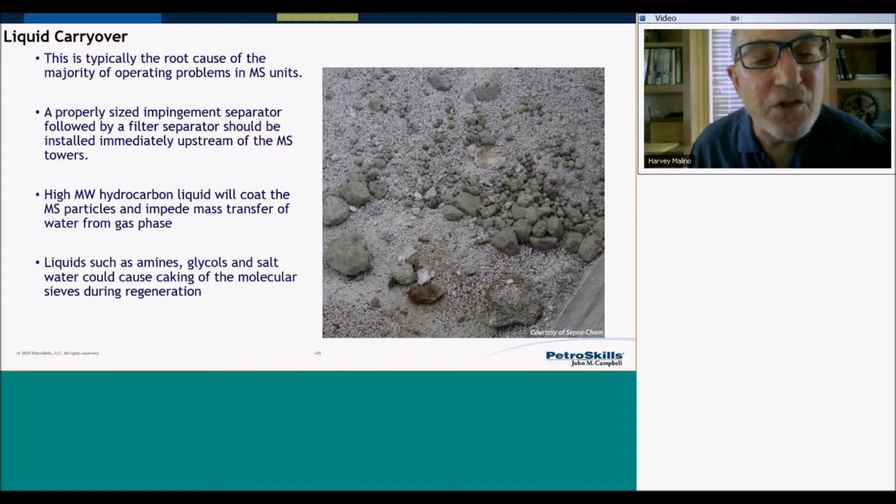Liquids such as amines, glycols, salt water, they can have a really bad effect on the molecular sieves and cause actual caking to occur on the vessel, which at times needs to be jackhammered out. Keep your liquids out of the system.